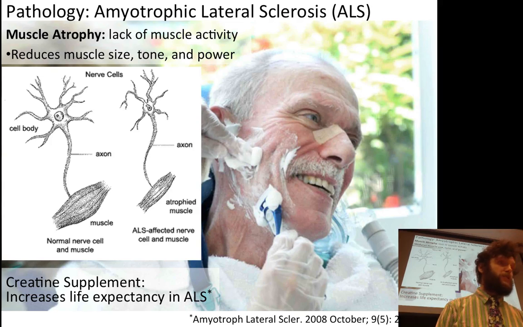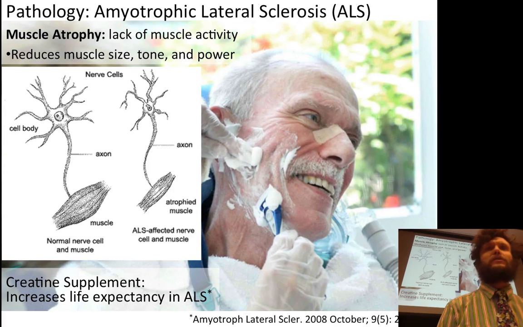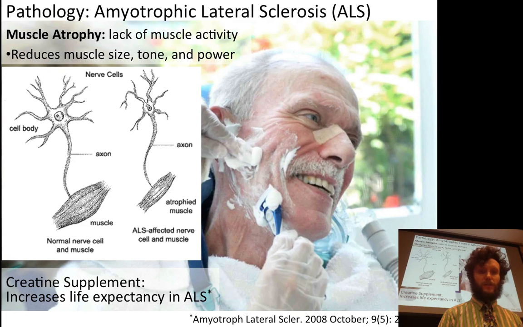But it's a shockingly common and pernicious disease. It's actually more common than a lot of people realize, although I guess in the last year, the ice bucket challenge was for people with ALS. So that was cool to see. Yeah, I guess that's all I have to say.